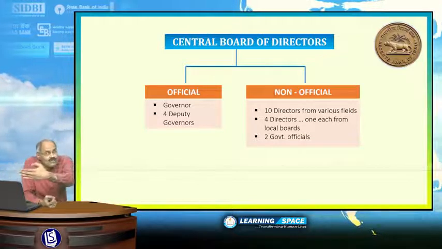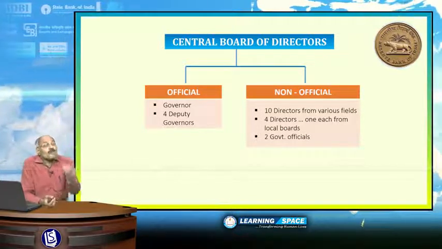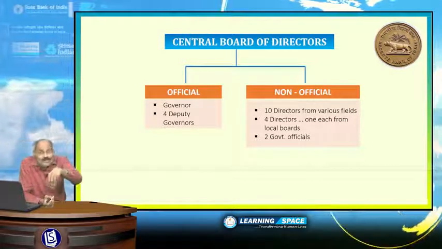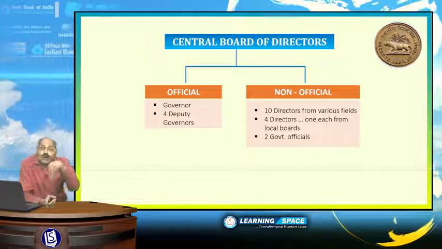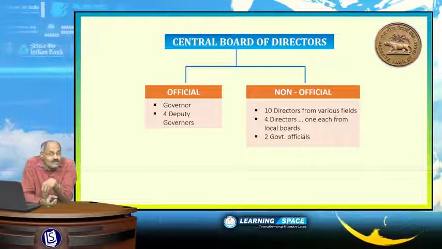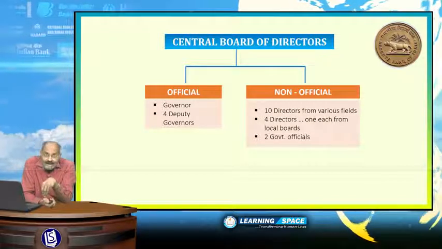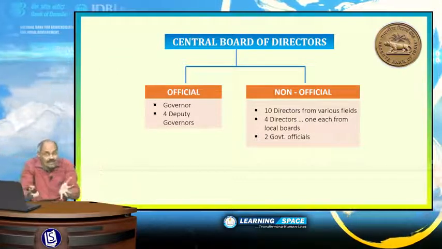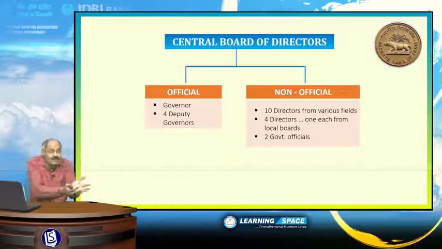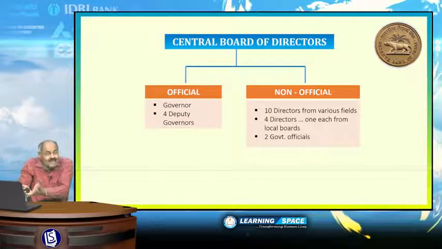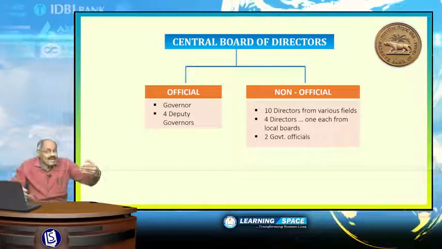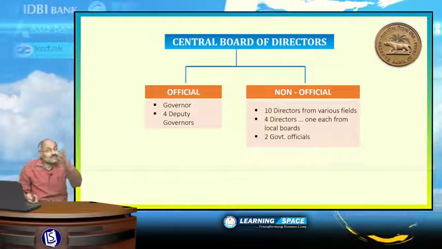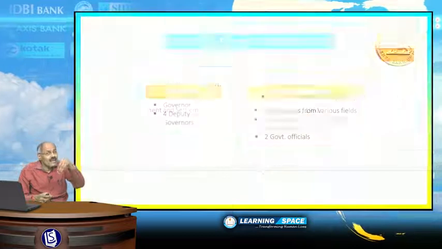And if you look at the non-official directors, there are 10 directors from various fields nominated by the Government of India, and 4 directors from each local board of the Reserve Bank of India. 2 government officials, basically from the Ministry of Finance, will be there as non-official directors. So, the Central Board of Directors of the Reserve Bank of India constitutes 5 official or full-time and 16 non-official, total 21. The official directors are the governor and 4 deputy governors. Right friends? So, this is the Central Board of Directors.